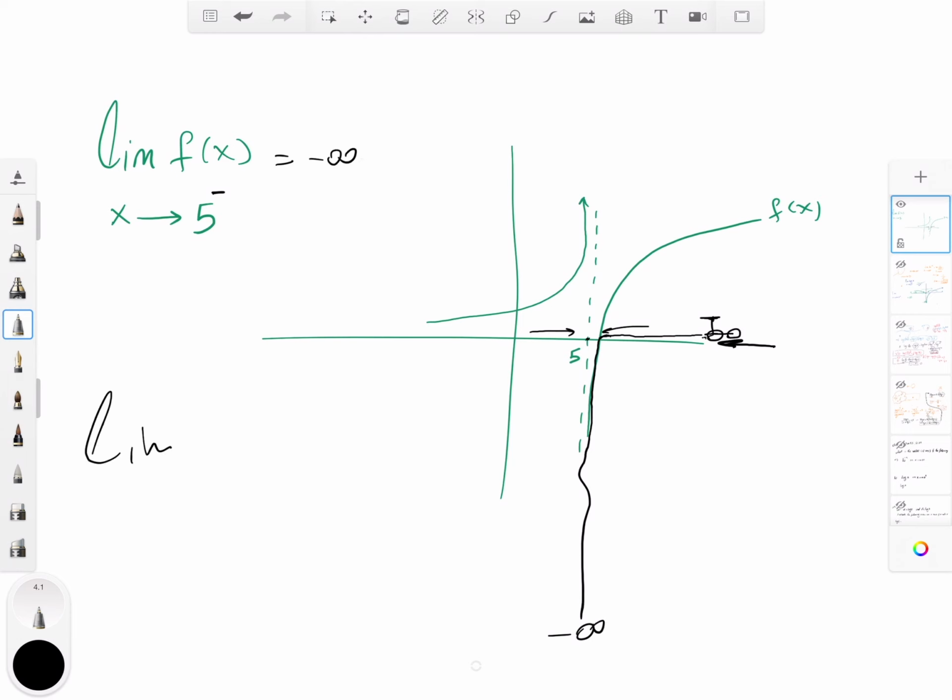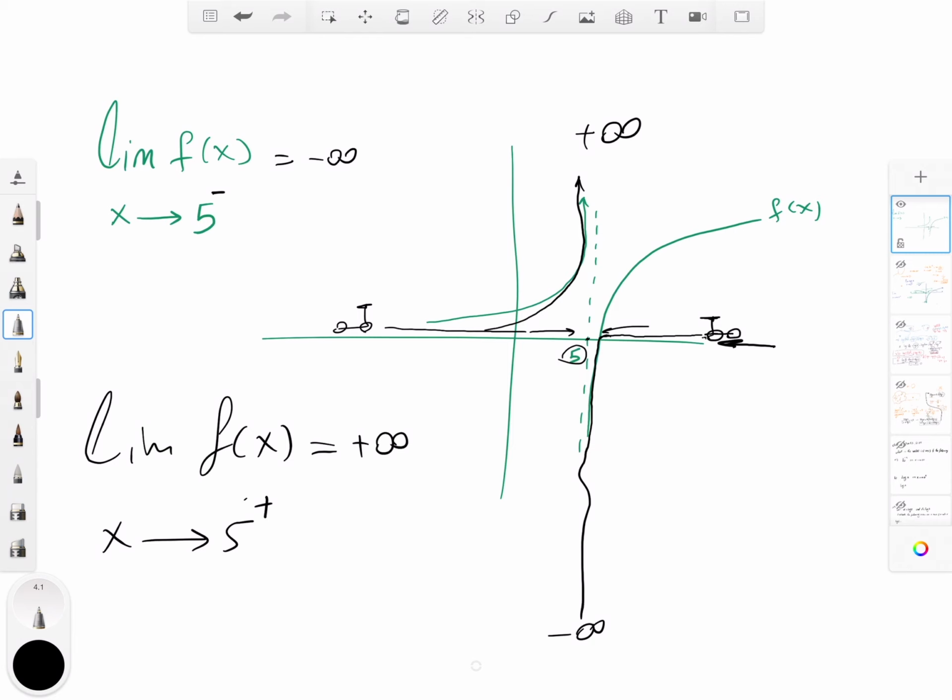But the same question, if I ask you what is the limit of f of x when x goes to 5 plus, that means you're going to go this direction, you're going to get to 5, but the graph will take you to positive infinity. So this will be positive infinity. So this plus and minus only tells you the direction of the graph.